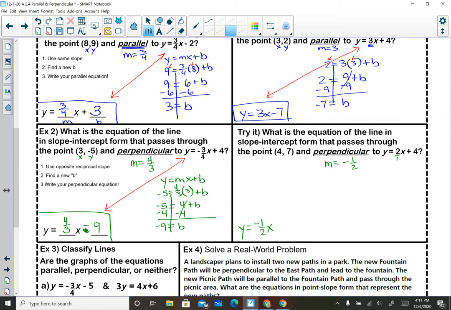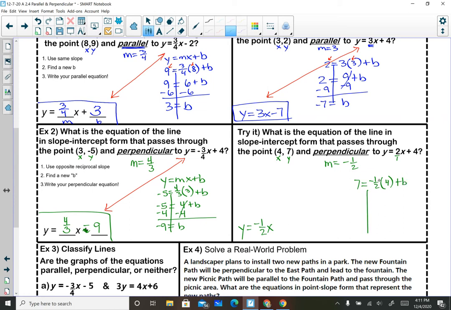Okay, I can't just use this one. I got to find the one that goes through this point. If I just use this one, it's not going to go through this point. Okay, so I have to use the point in order for it to go through the point. So here we go. We got y, which is 7, equals m, which is negative 1/2, times x, which is 4, plus b.